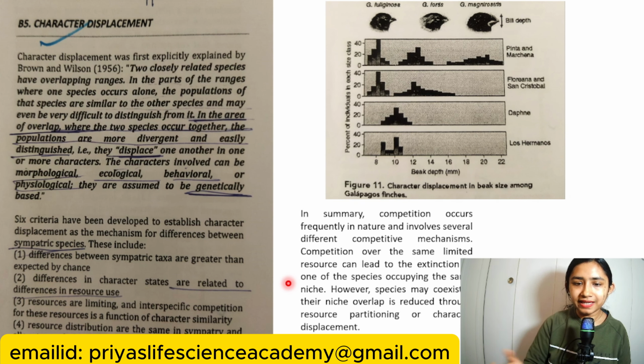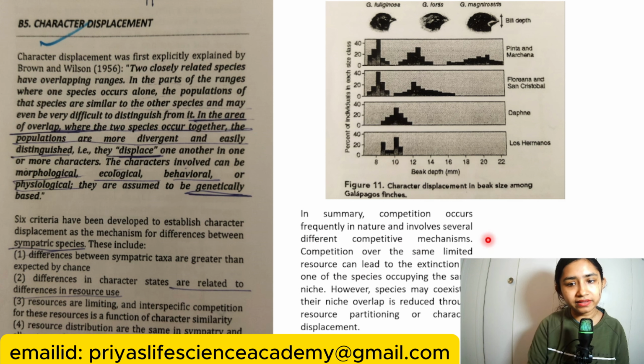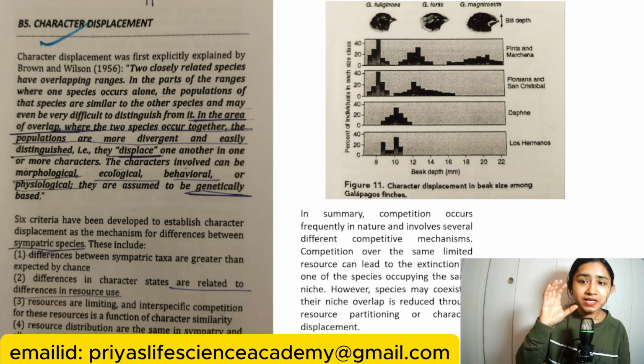So, in summary, competition occurs frequently in nature and involves several different competitive mechanisms. Competition over the same limited resource can lead to extinction of one of the species occupying the same niche, as I told you. However, species may coexist if their niche overlap is reduced through resource partitioning or character displacement. So species may compete, it's a natural tendency when their resource gets overlapped. But if there is resource partitioning, and if you change your features through character displacement, you can partition your resource and can avoid competition. This is the main funda of this lecture.